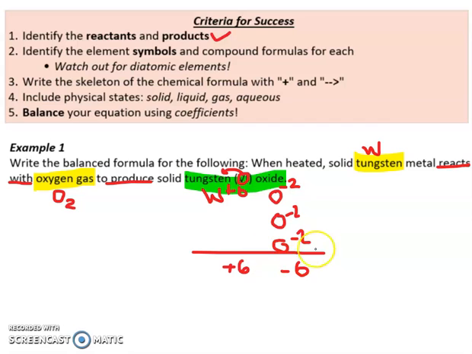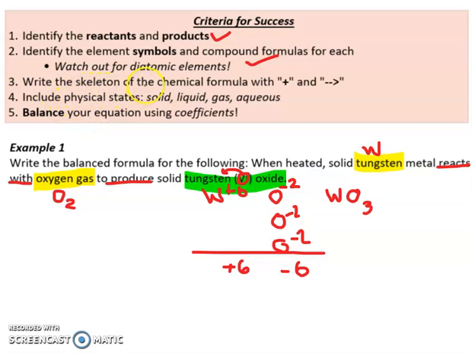That means that I am done writing the compound formula. So I have 1 atom of tungsten, and I have 3 atoms of oxygen. 1, 2, 3. All right. So now I have all of my element symbols and compounds ready. I watched out for diatomic elements. I had one. It was oxygen. So I'm done with step 2.